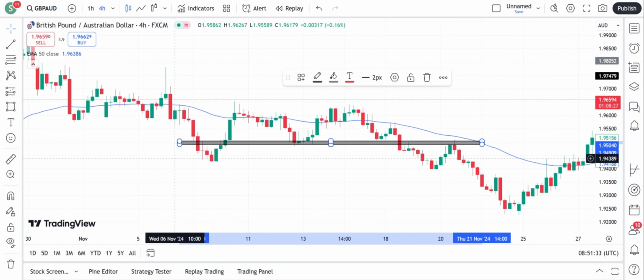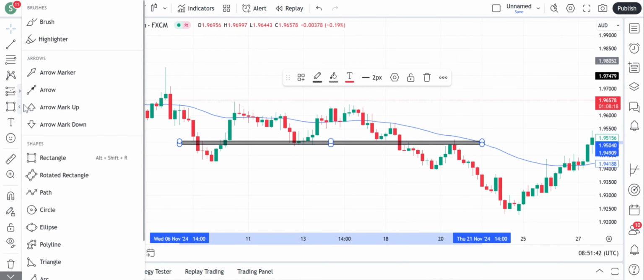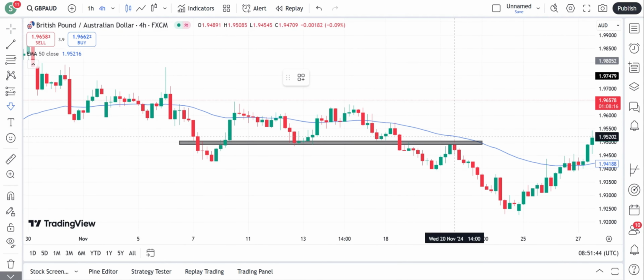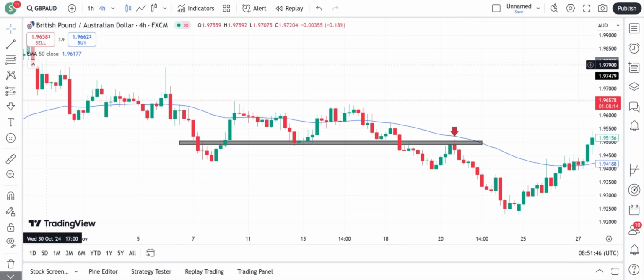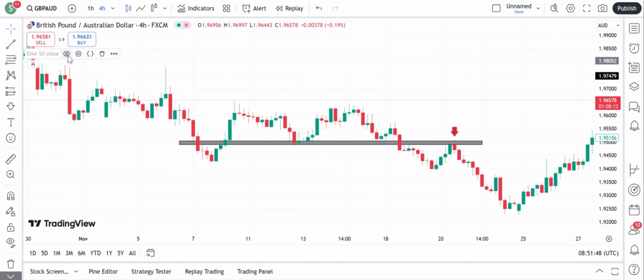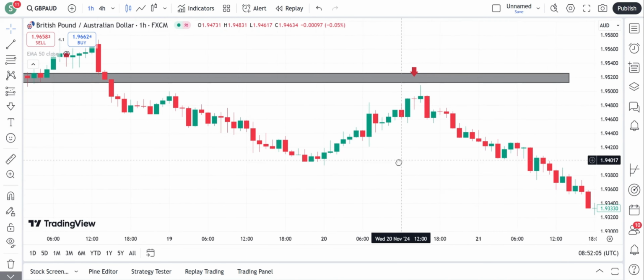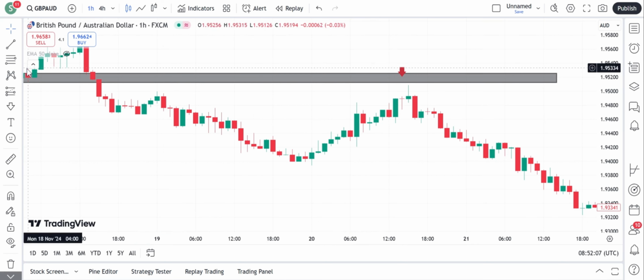So this is previous support, and when price breaks the support, it changes to what? A resistance in the market to push the market lower. So we go down to the smaller time frame, which is the H1. So remove your moving average. So this is the H1. So if you look very clearly, what do we have here?